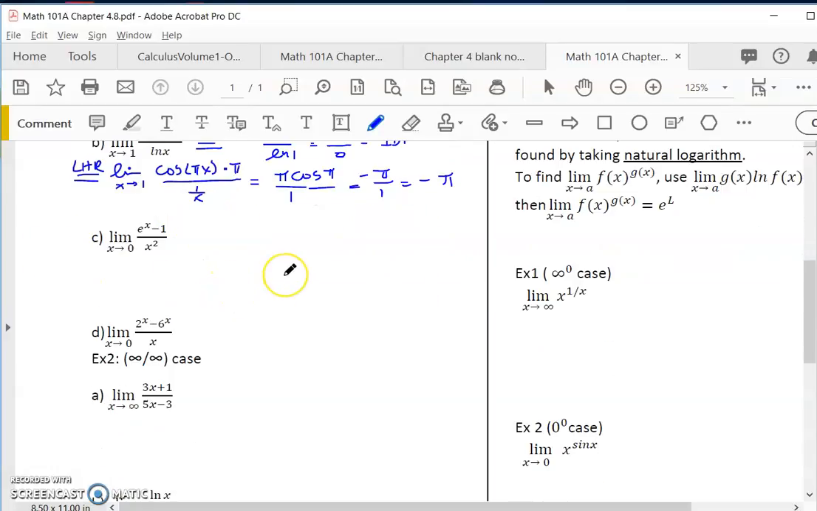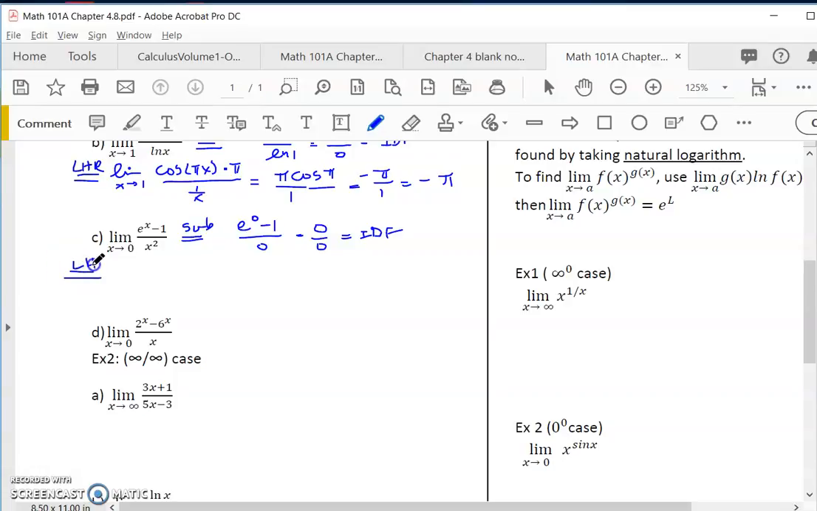So the third is e to the x minus 1 over x squared. It's a very popular question. Do direct substitution. You plug in, e to the 0 is 1, right? 1 minus 1 is 0. And then the bottom is 0. So it's 0 over 0, indeterminate form. So we can do L'Hopital's rule.